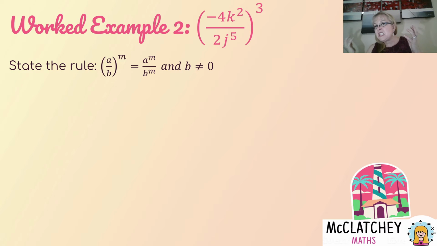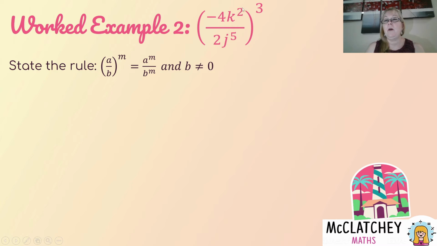We've got some negatives. There's a few things going on here. Let's unpack that. So once again, we're going to write our rule down. It says the top gets raised to the power of 3 and the bottom gets raised to the power of 3 and everything in the brackets. So notice here I've got this -4 and I've got this +2. So this part here is going to get a power of 3. That's going to get a power of 3 as well.